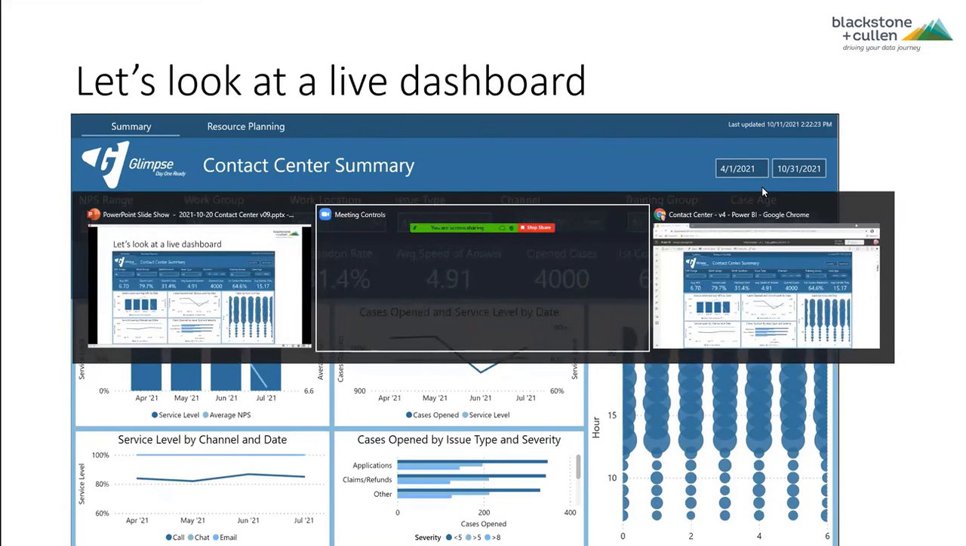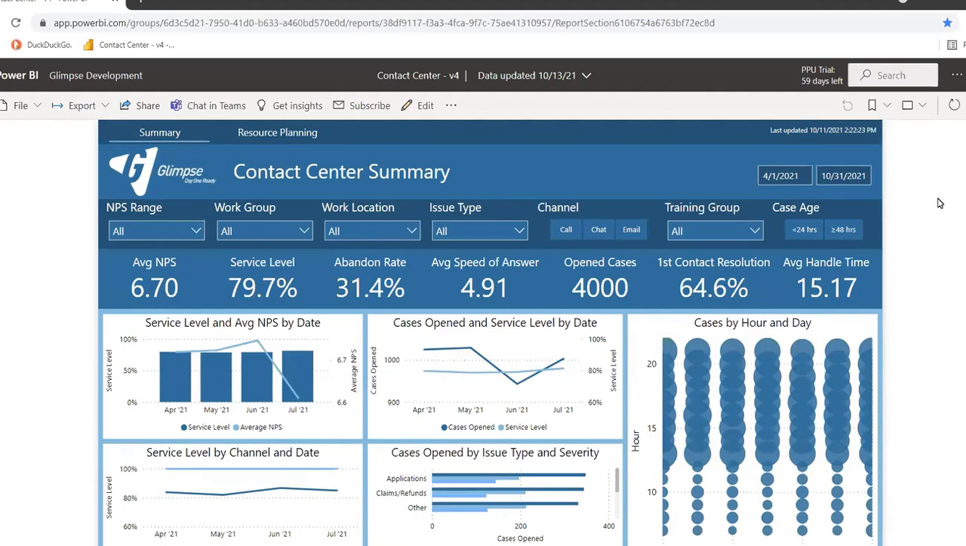This will be from the web. Here we have a contact summary. Up here we have selectors that let us look at channels, at case age, Net Promoter Score reported, and this is dealing with historical data and across all channels and all work groups and work locations and issue types. We're seeing a Net Promoter Score of 6.7 on a scale of 0 to 10, a service level of just under 80%, which is sort of okay.